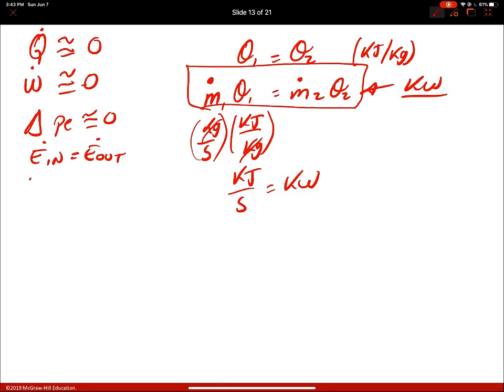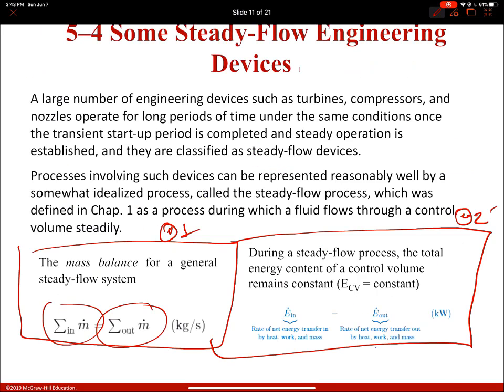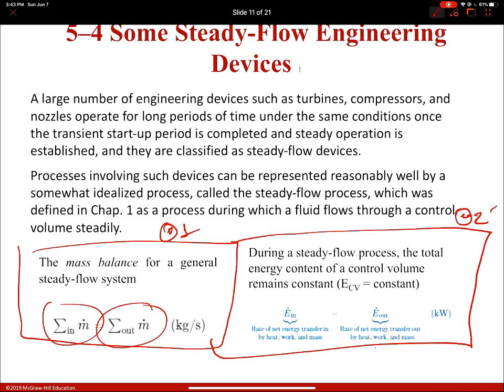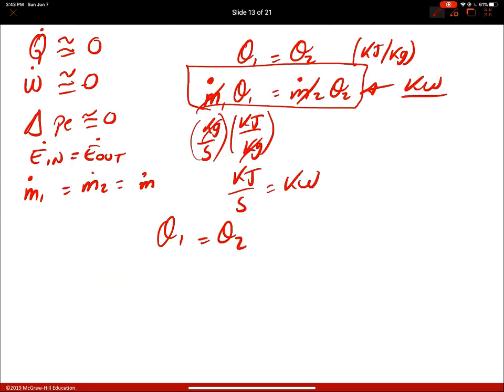In nozzles and diffusers, the mass flow rate coming in equals the mass flow rate coming out. I could call this just a regular mass flow rate, and if they are the same, I can cancel them out. And I'm just going to get that theta 1 equals theta 2. If you remember what theta was equal to, let's just go back. Theta was equal to enthalpy plus kinetic energy plus potential energy.